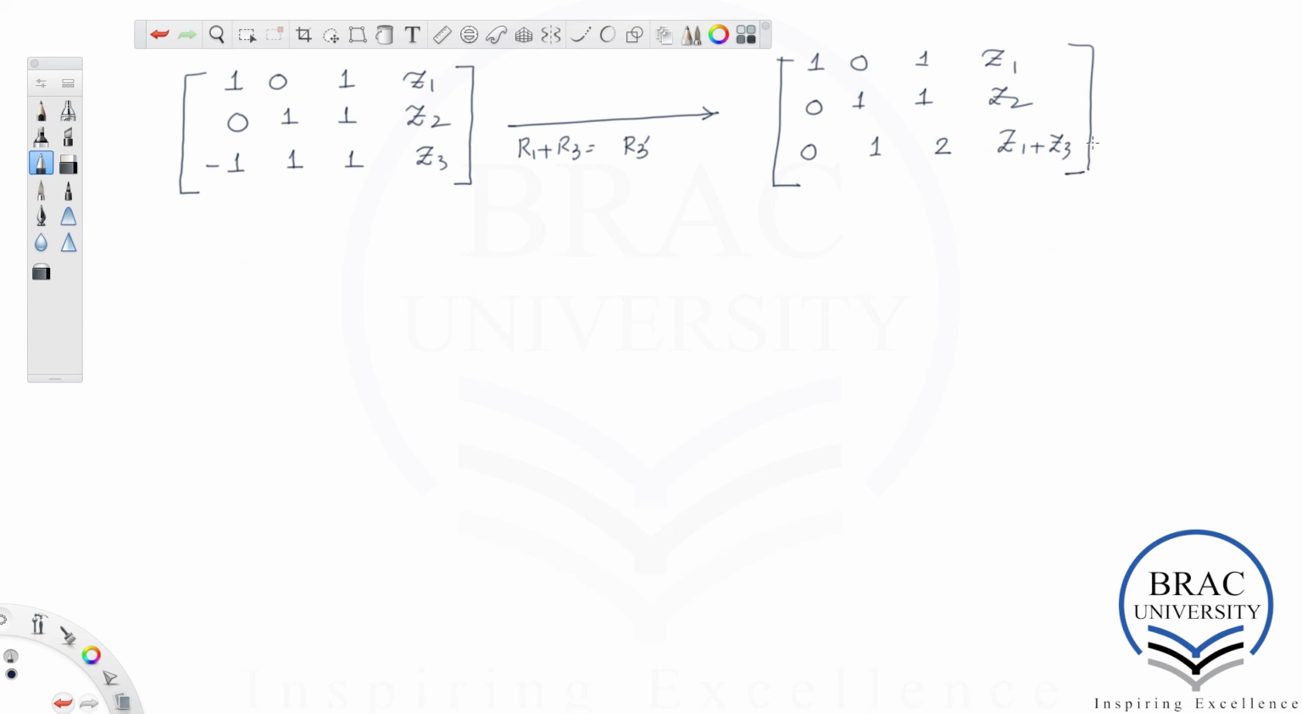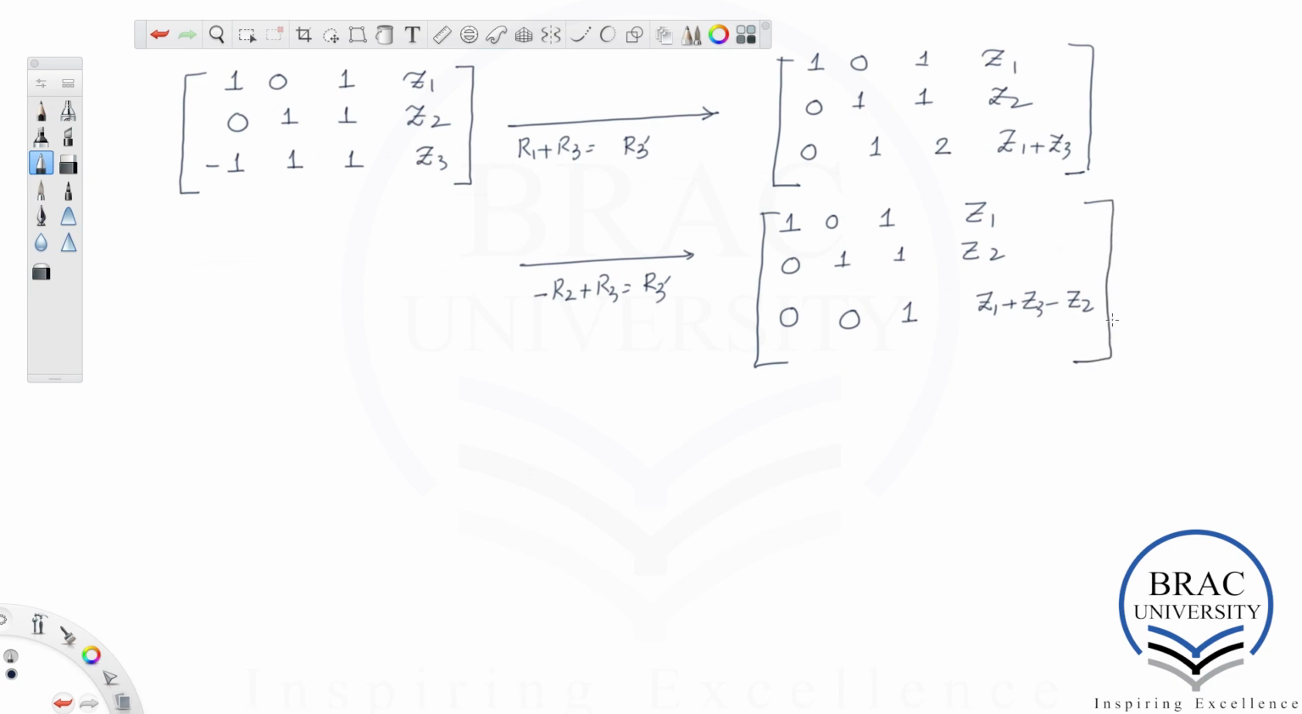And then we are going to do minus R2 plus R3 is equal to R3 prime. To reduce it further, 1, 0, 1, Z1, 0, 1, 1, Z2, and then 0, 0, 1, Z1 plus Z3 minus Z2. Okay, we don't need to do any more steps.